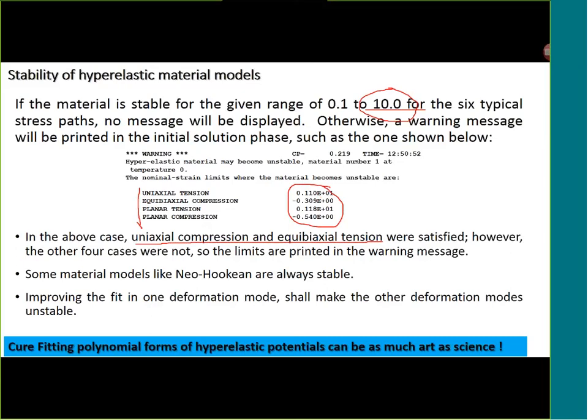There are some material models, as I mentioned, which are very stable. Okay, like the Neo-Hookean model is always stable. You don't need to worry about whether it is going to be stable or not beyond this stretch value.